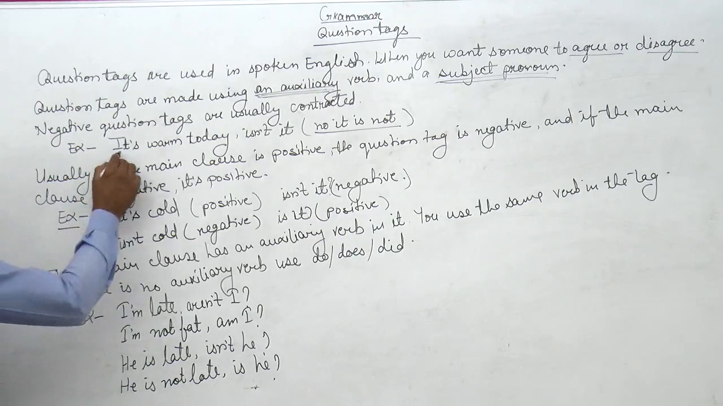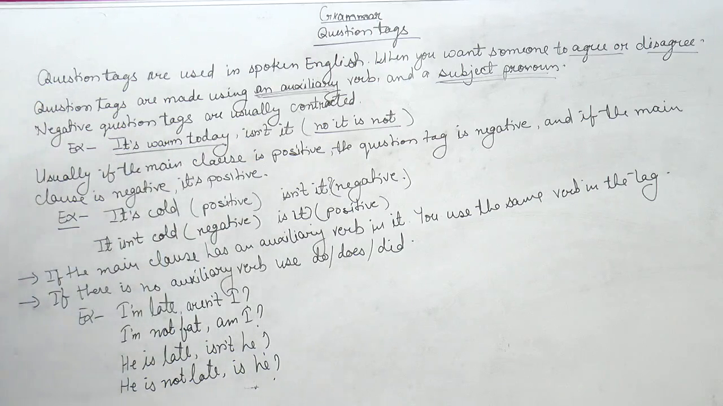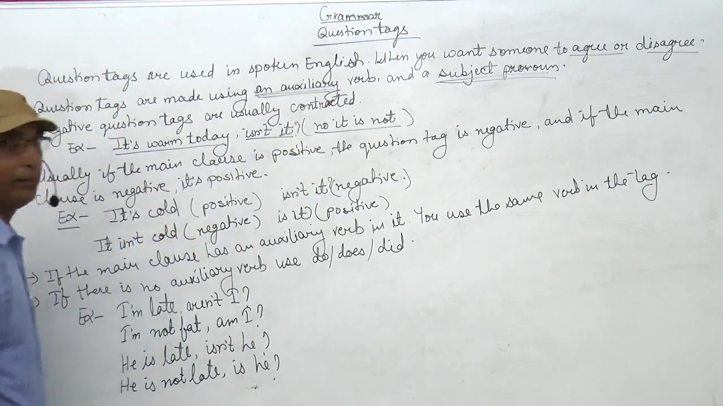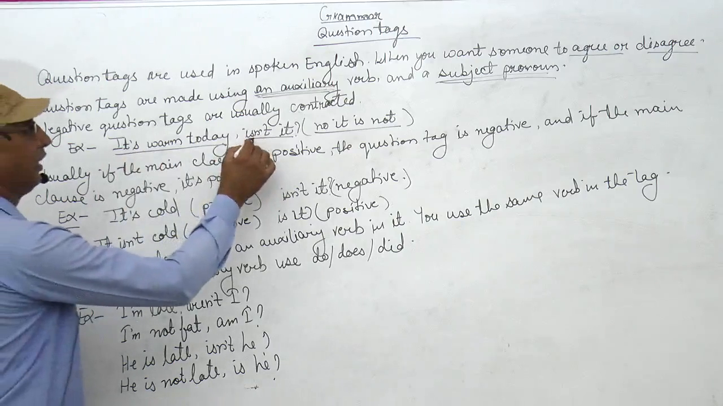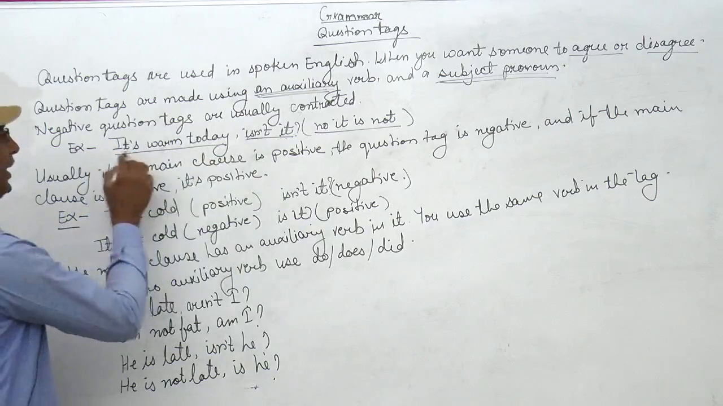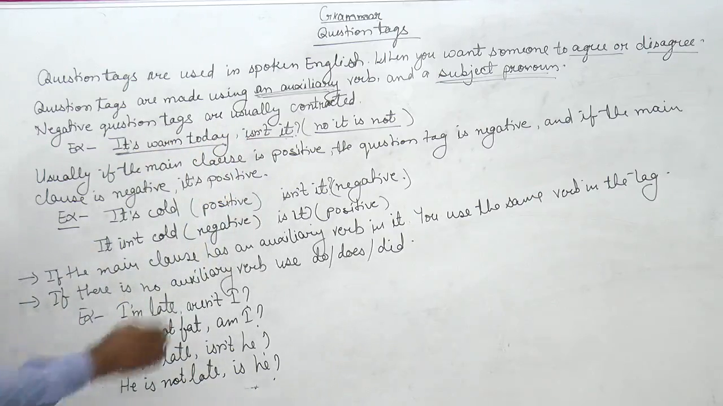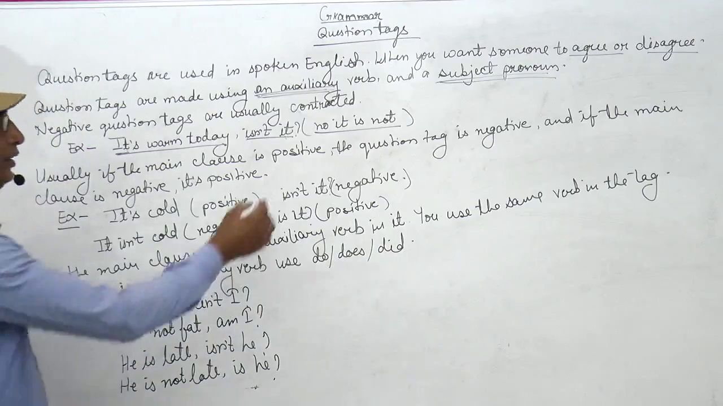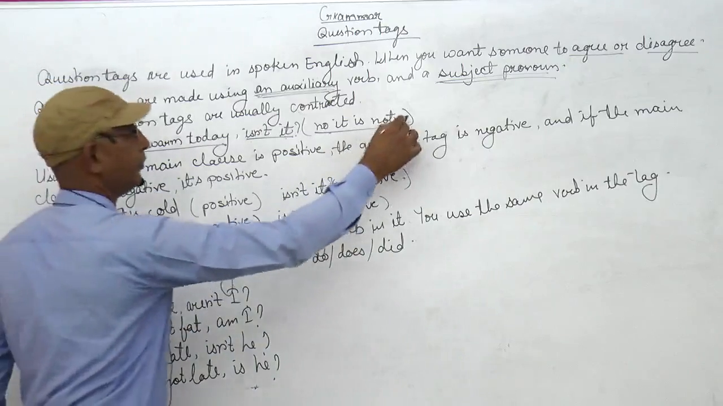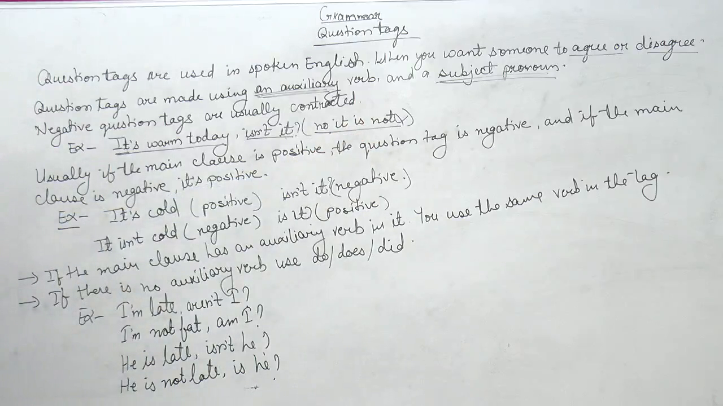For example, it is warm today. This is a positive sentence, and this is the question tag. It will become negative: isn't it? Because the helping verb given here is "is", so we use is, and the subject is "it", so we use it. Only two things we have to use in the question tag: helping verb and subject. But don't use it like this: no, it is not. This is wrong. It is the wrong question tag.